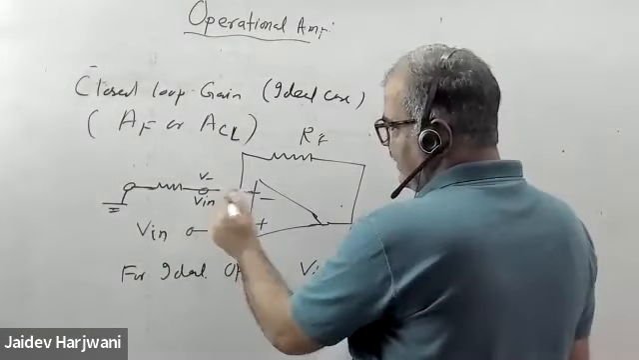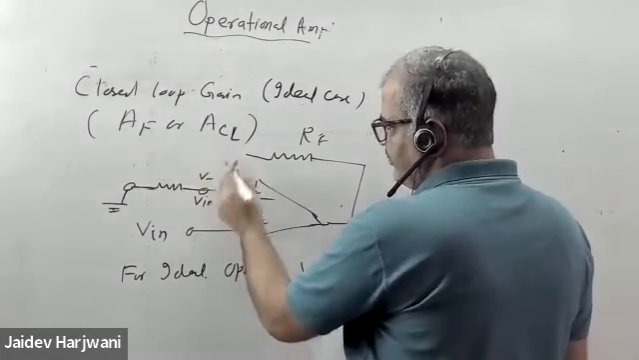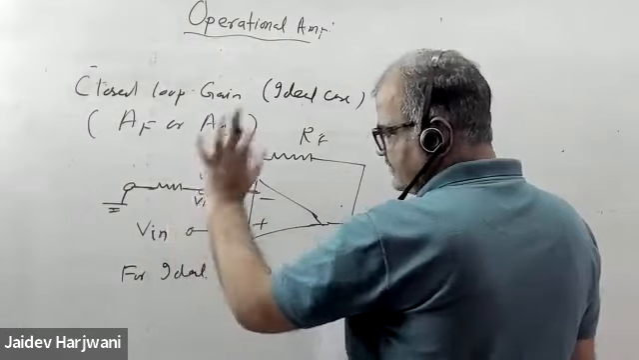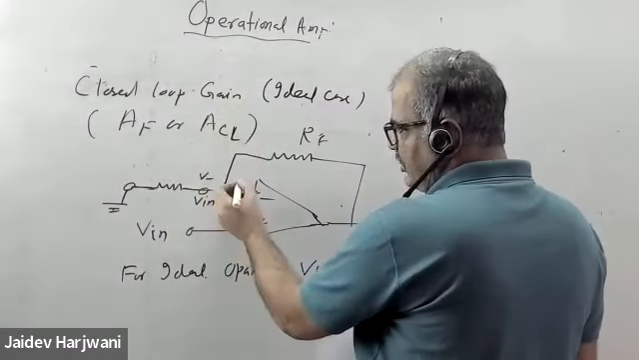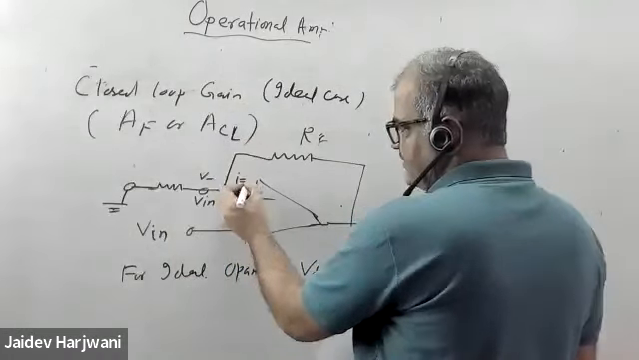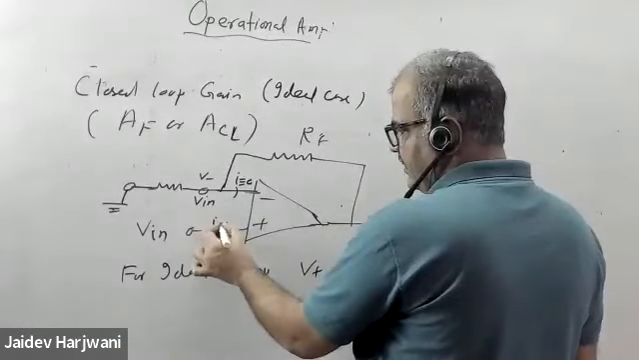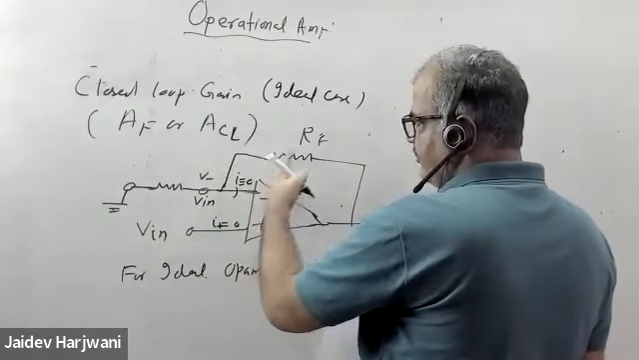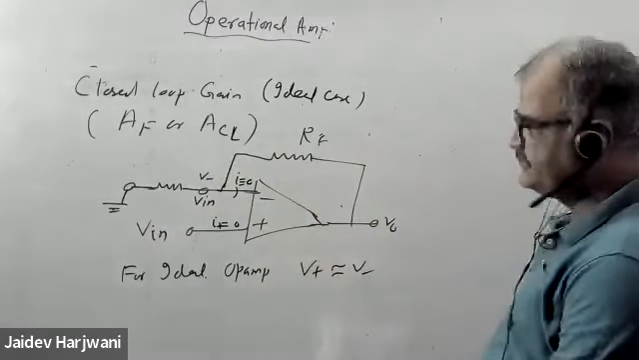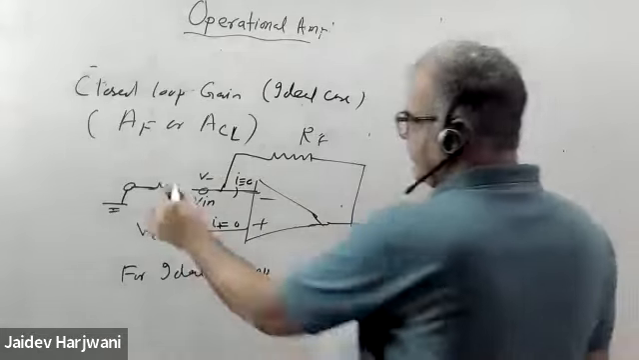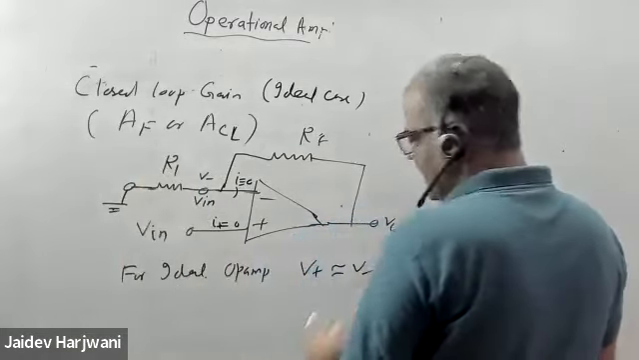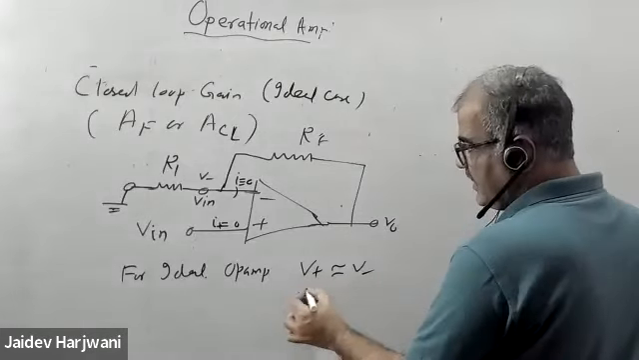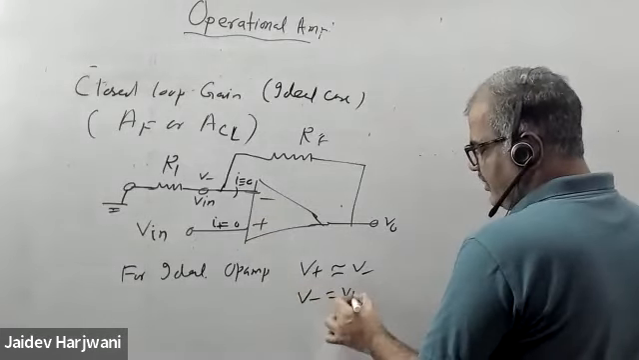So the op-amp has two properties. One property is that the voltage of both terminals will be the same. And at the terminals, no current will flow: I plus and I minus will be 0. So whatever current is going will go from here to here. Now this is my R1. So this op-amp is ideal, V plus will be equal to V minus, so I can say my V minus is also equal to V input.